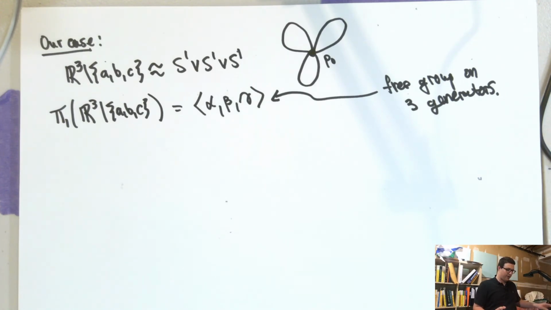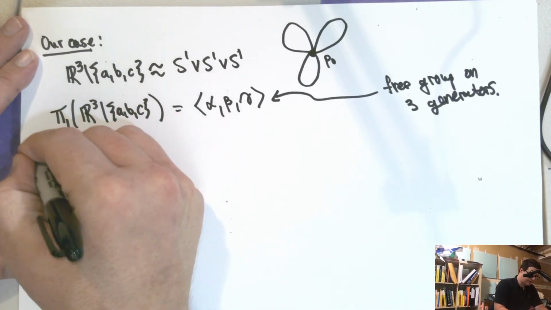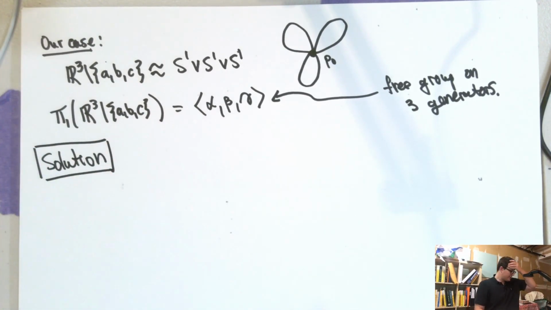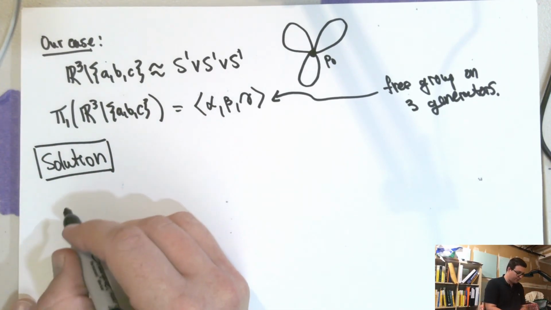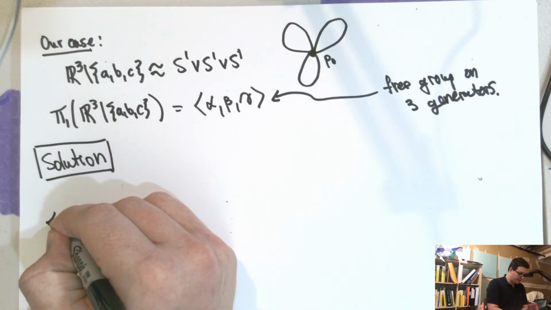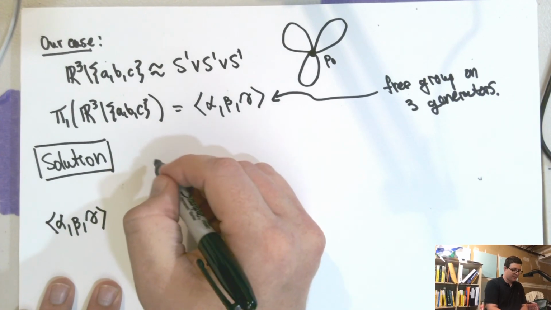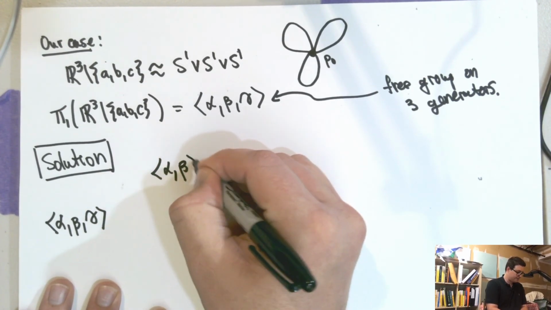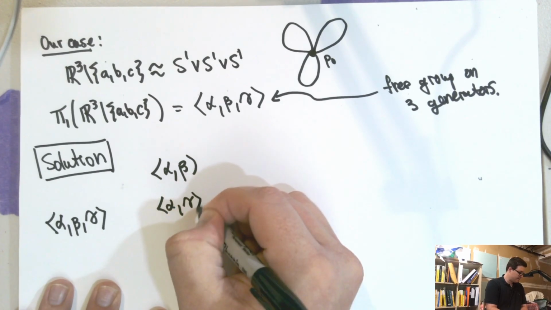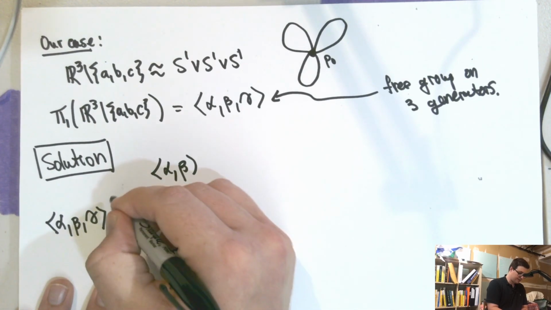Okay, and now this is our problem, and now we can talk about the solution of our problem. So what's the solution? We have 3 groups. Now we have a problem in pure algebra, right? So we have alpha, beta, gamma. That's our fundamental group. And then we have the 3 punctures: alpha, beta; alpha, gamma; beta, gamma.